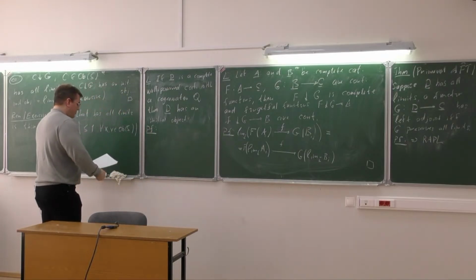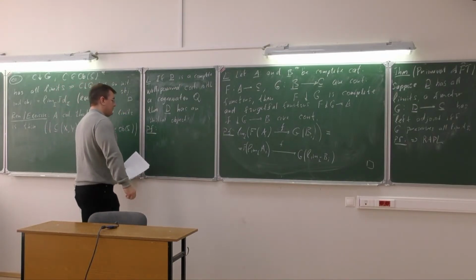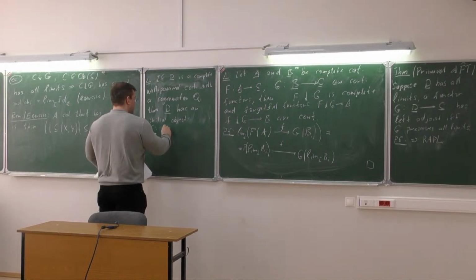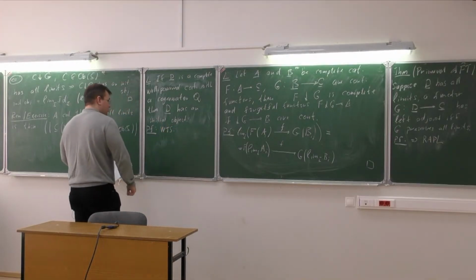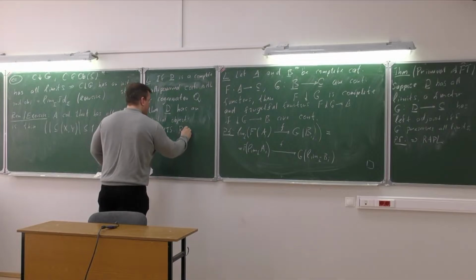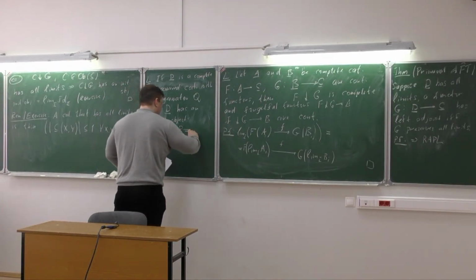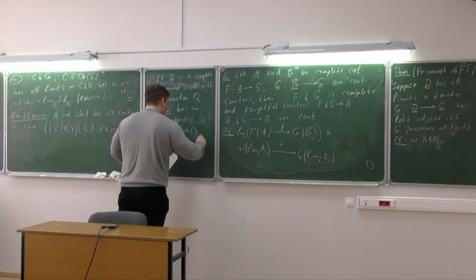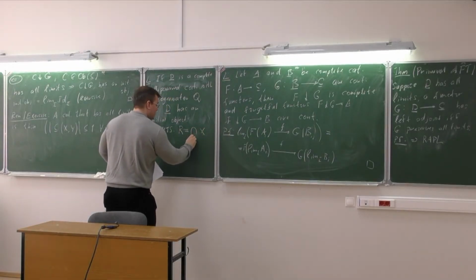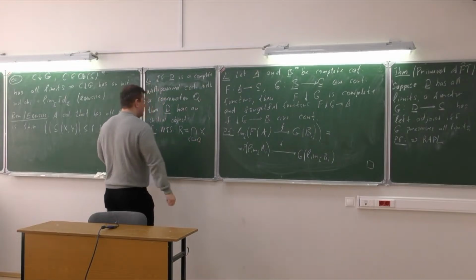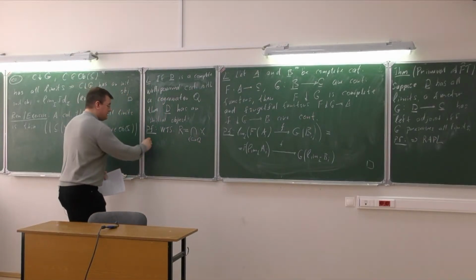Okay, so for the proof, I just start with an object. The goal of the proof is to show that this object R, which is by definition just the intersection of all the sub-objects X of the cogenerator Q, is an initial object.